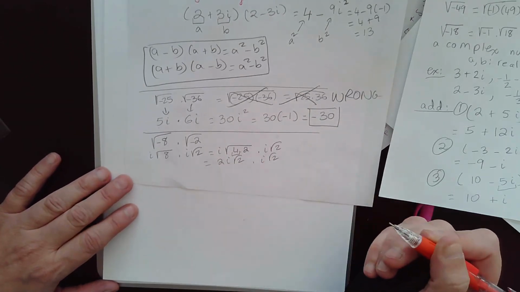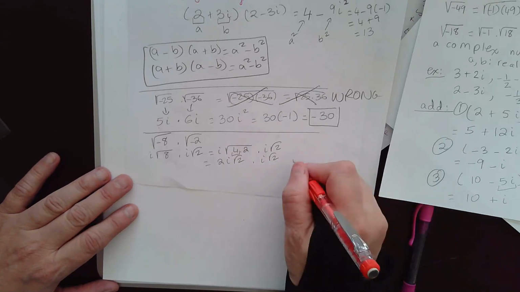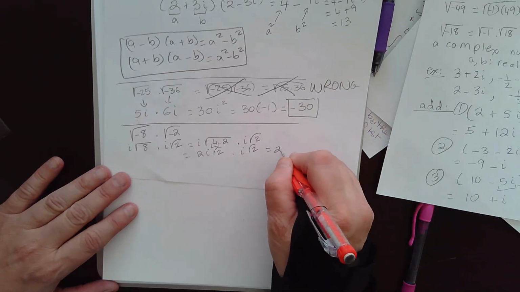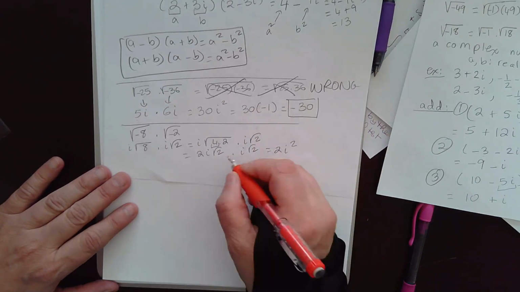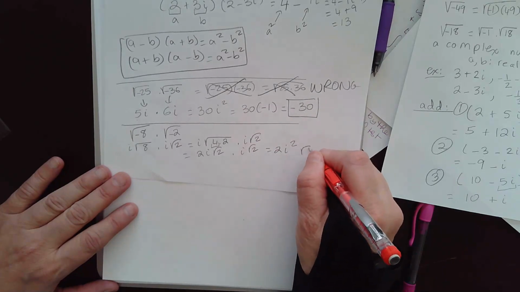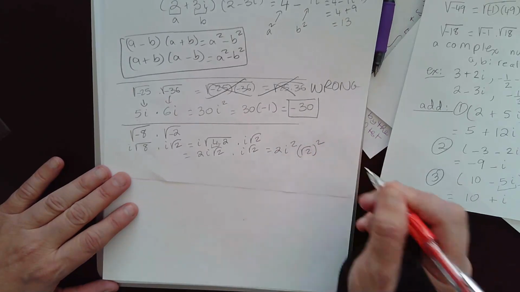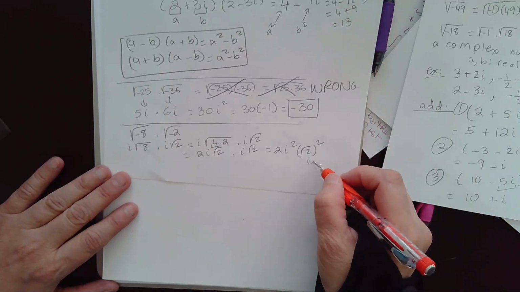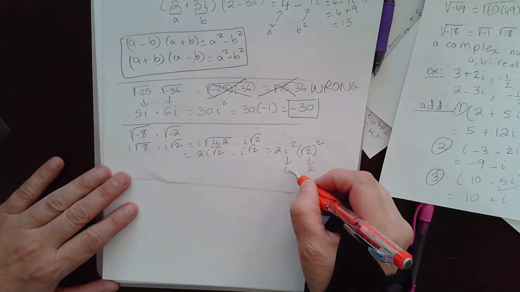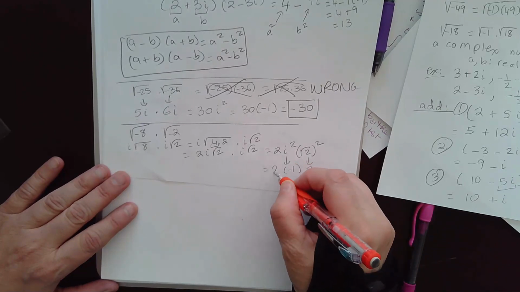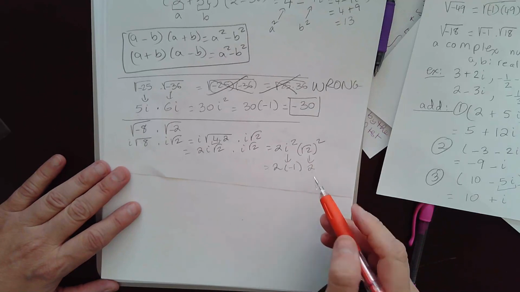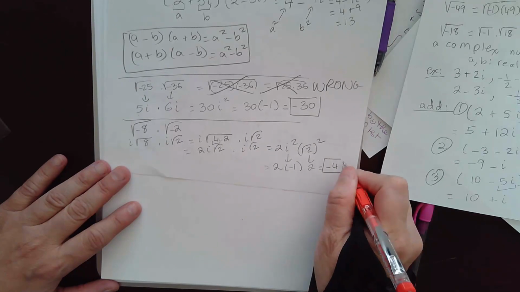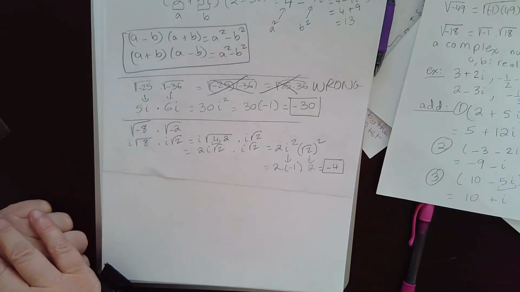So let's go ahead and multiply them. Worked out nicely. 2i and i. So 2i times i is i squared. Square root of 2 times square root of 2. What's square root of 2 times square root of 2? The square root of 2 squared. So the square cancels the square root and the 2 comes out. i squared becomes negative 1. And the 2 here. So 2 times negative 1 times 2, that's 4 times negative 1, negative 4. And I'm going to stop here.